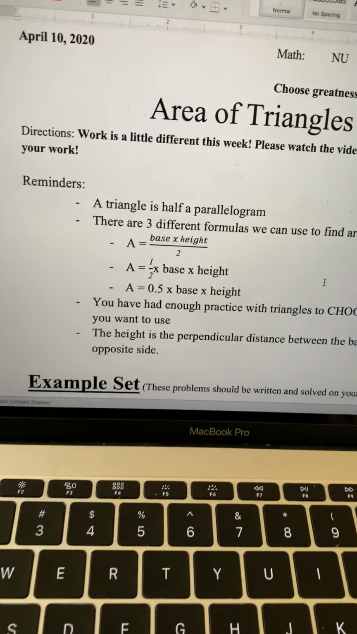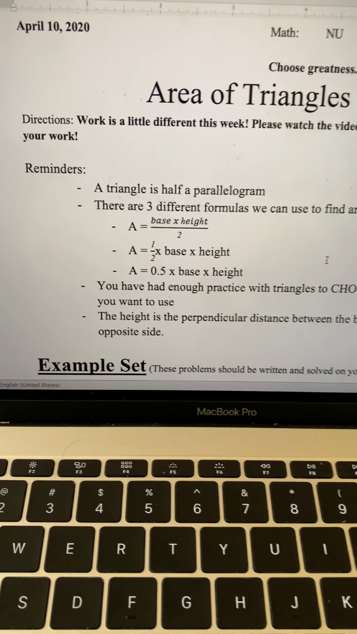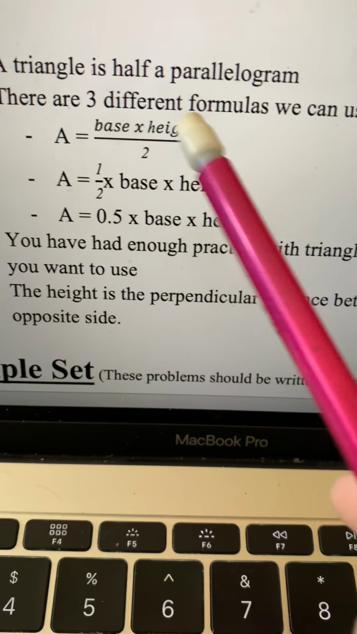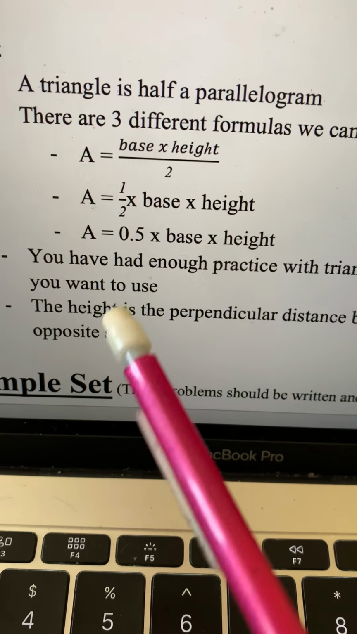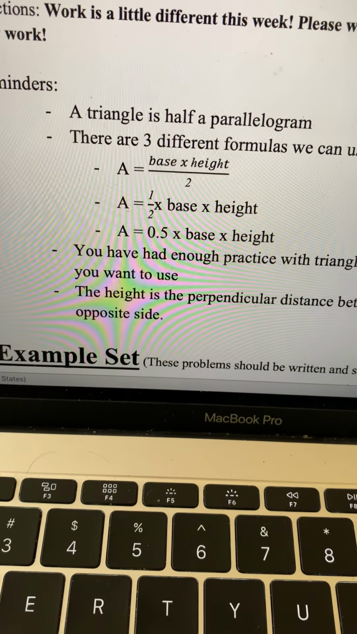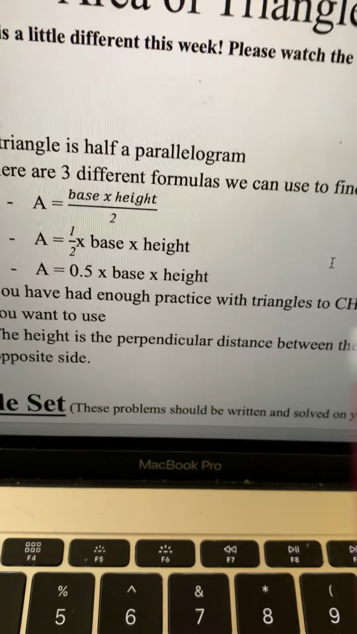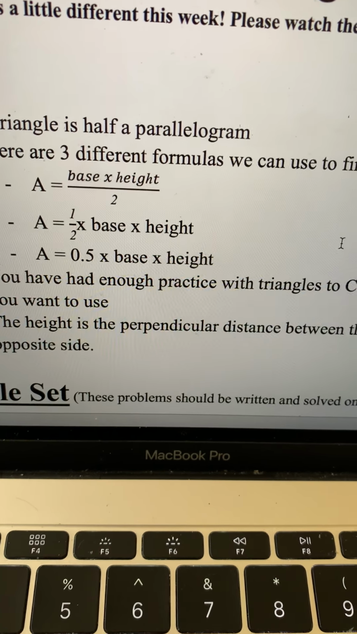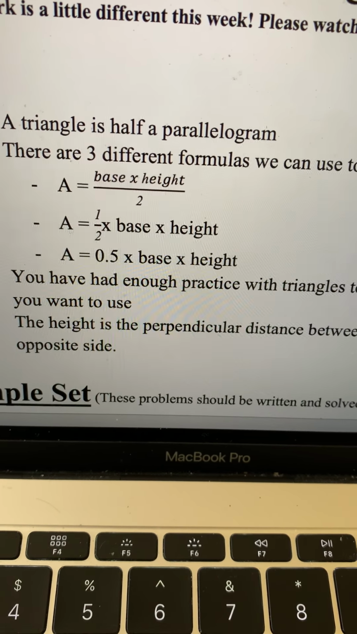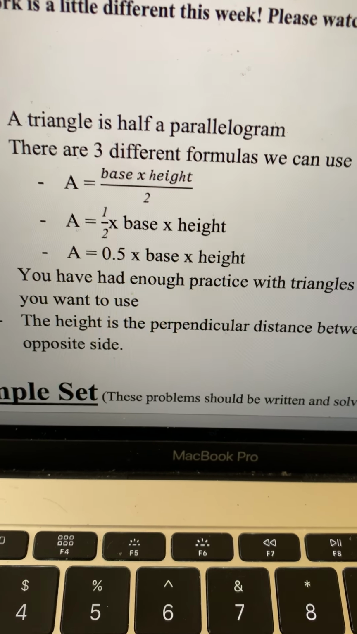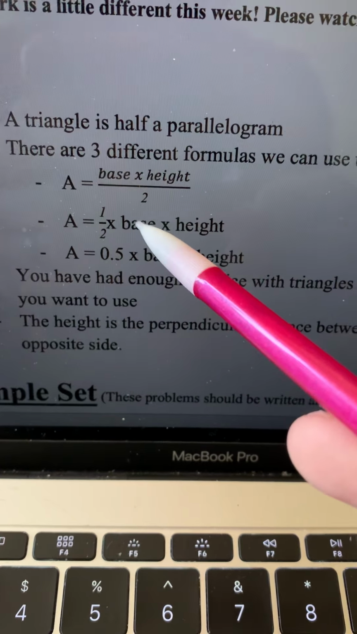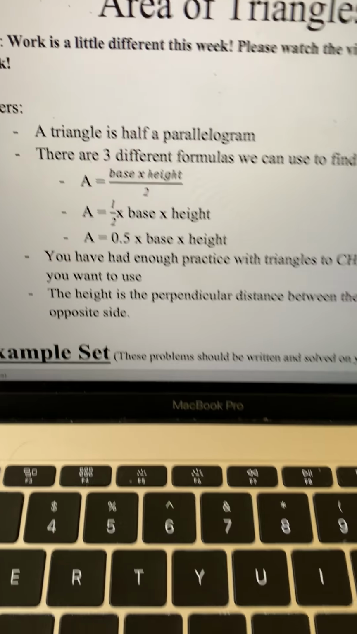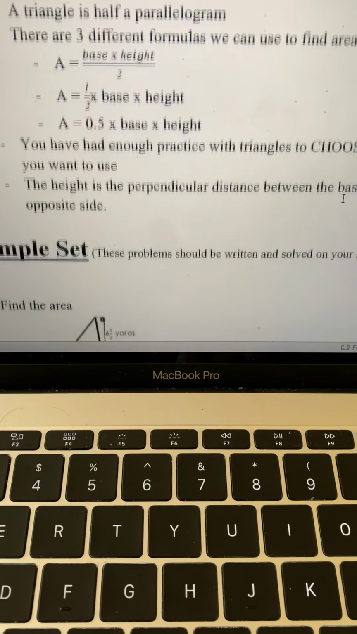Okay, let's move into today's review lesson. Remember that we're doing area of triangles. There are 3 different ways we can find area of triangles: base times height over 2, 1/2 times base times height, or 0.5 times base times height, depending on the question. I like using the first one the best, base times height over 2. The only time I really don't use it is when I do fractions. I do the 1/2, but even when I have decimals, I prefer to divide by 2. But you guys are going to get to decide which one you want to do.